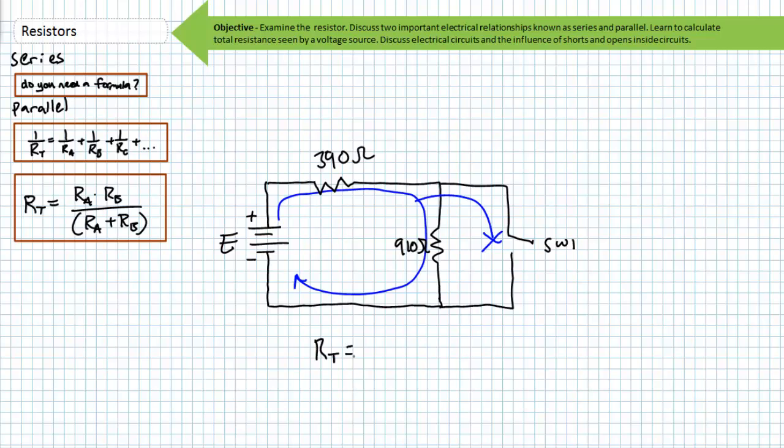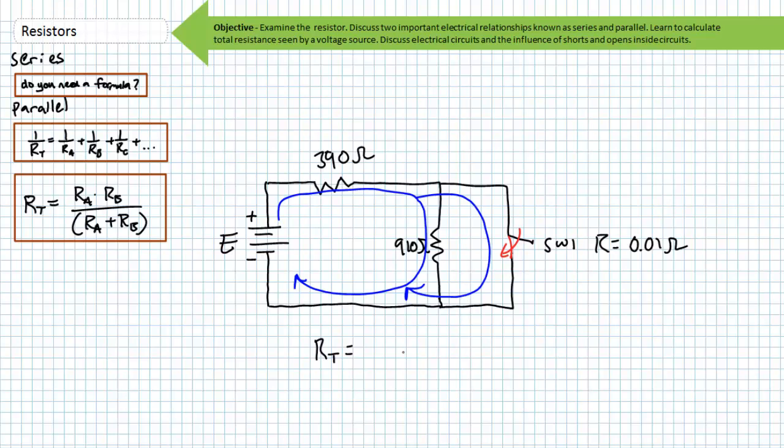In this case, our total resistance is 390 plus 910, or 1.3 kilo ohms. However, if switch 1 closes, we do have a path through our closed switch. Now I know I've said the resistance of an ideal closed switch is 0. Let's get as close to 0 as we possibly can. Let's say the resistance of the closed switch is 0.01 ohms.